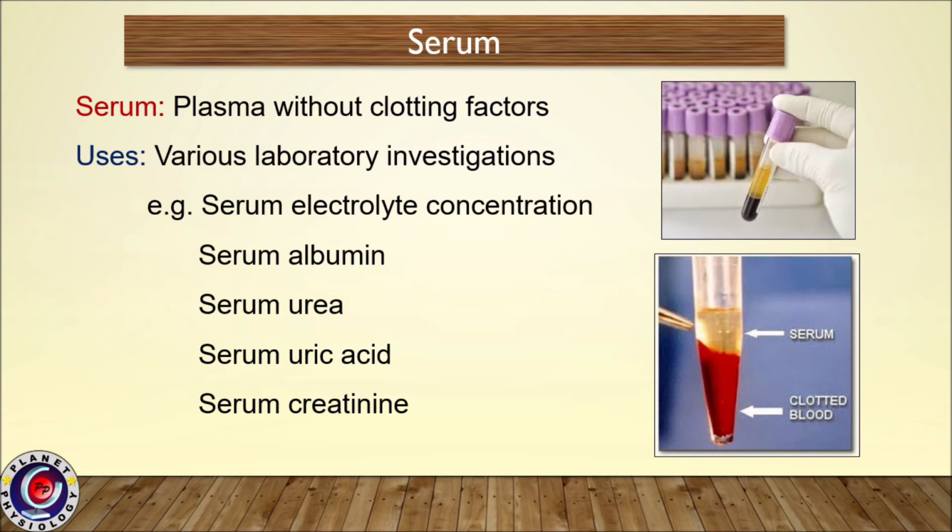Then you must have come across the word serum. Serum is nothing but plasma without clotting factors. A blood sample is taken out and just left as it is, allowed to clot. Within 20 to 30 minutes the blood sample will clot and that clot will retract. After clot retraction, the fluid oozes out and this fluid is called serum. Because blood is clotted, all the clotting factors in that sample will be utilized, and that is the reason serum is devoid of any clotting factors. This serum can be utilized to check levels of electrolytes, albumin, urea, uric acid, creatinine. Many investigations can be performed by using serum.